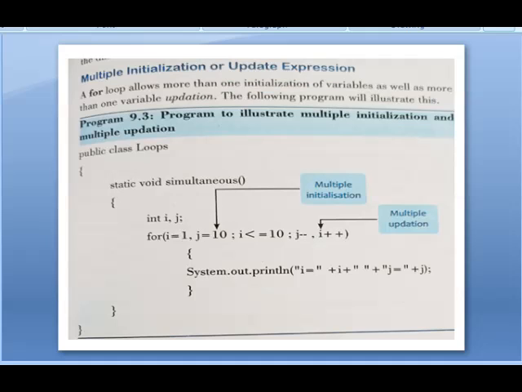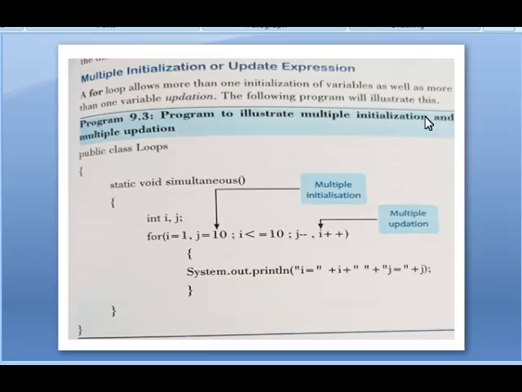We are going to see the next program, multiple initialization or update expression. The for loop allows more than one initialization of variables as well as more than one variable updation. The following program will illustrate this.